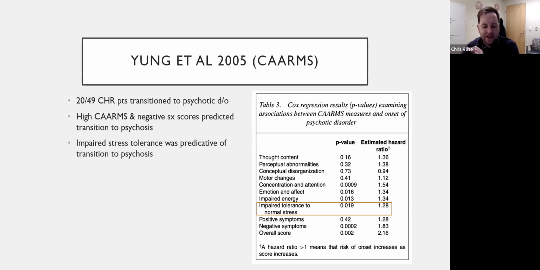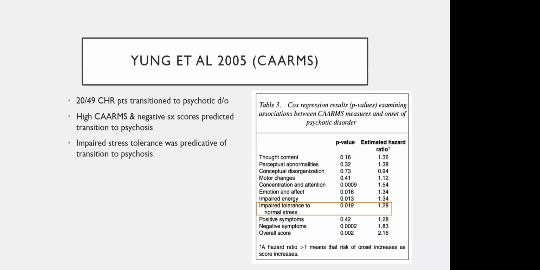So the main thing I want to highlight here is that there's some early evidence, this is from 2005, that impaired stress tolerance may in part predict transition to full psychosis. The authors speculated that difficulty coping with stress may precipitate transition from non-distressing positive symptoms to distressing positive symptoms.